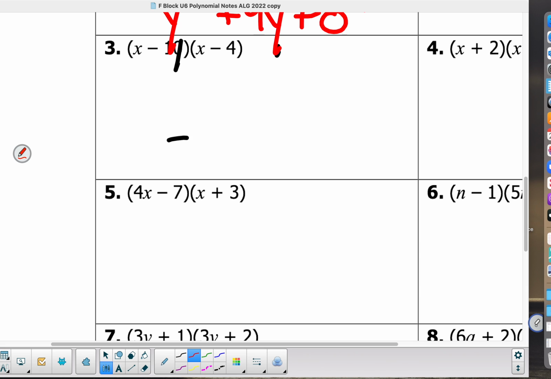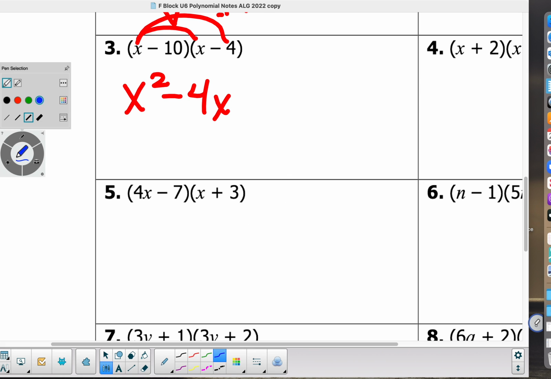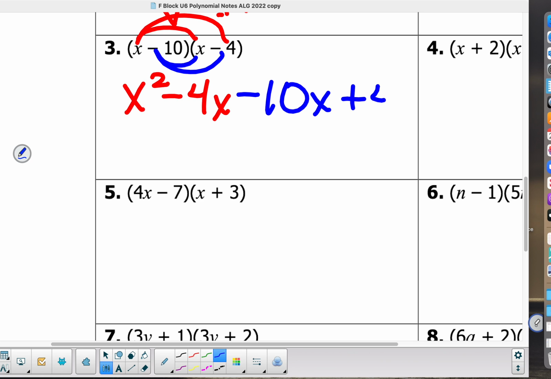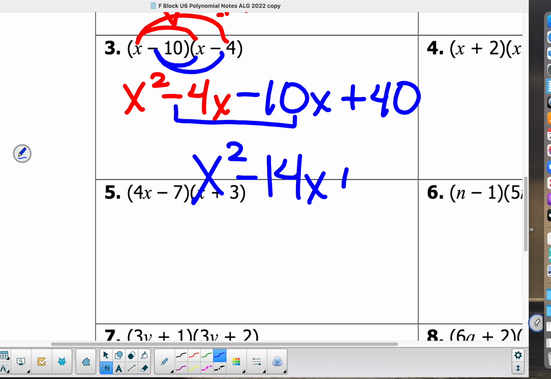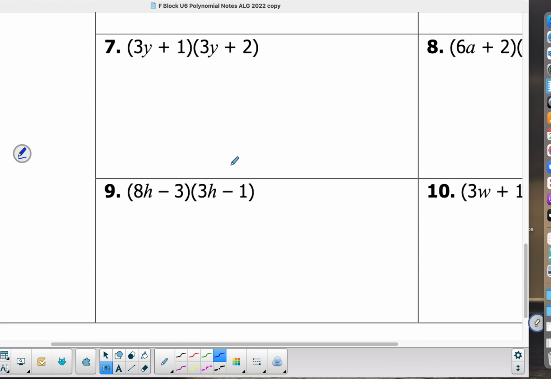Let's look at number 3 with the negative sign. So I'll do the same thing, x times x, and then x times negative 4, and then I move back and I pick up the second member of the first binomial, negative 10, negative 10x, and then negative 10 times negative 4, resulting in positive 40. I combine my like terms in the center, and I have x squared minus 14x plus 40. My simplified expression.